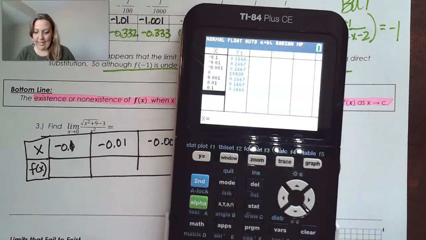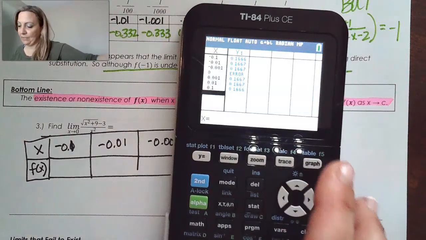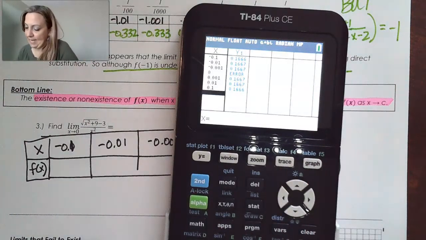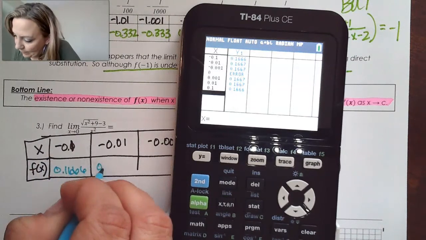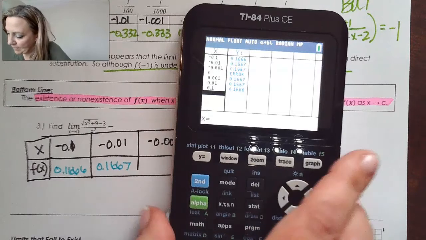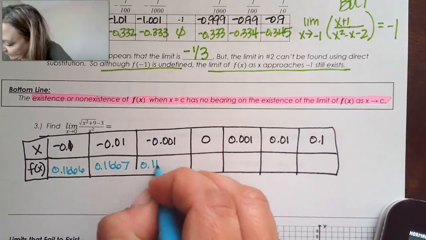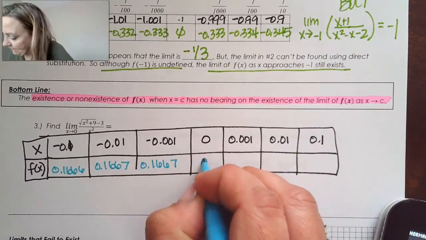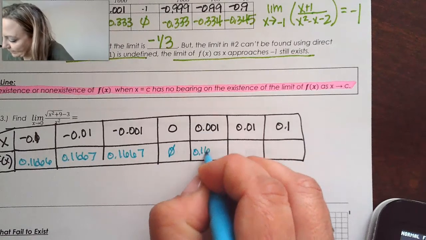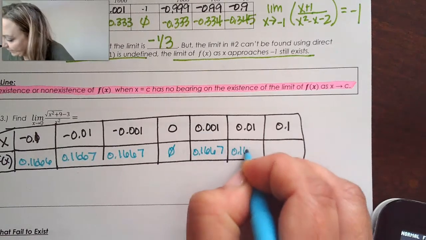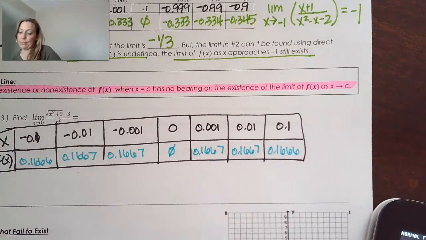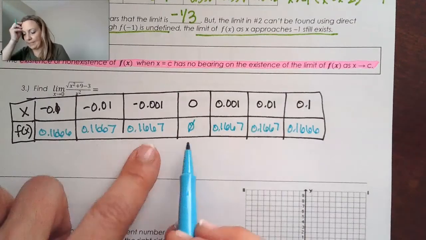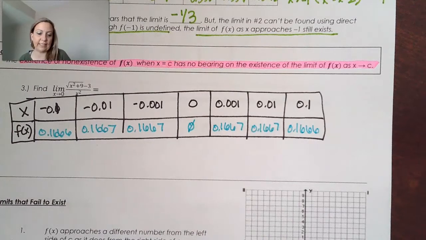Okay. And so if I fill these values in, I see that I have 0.1666, 0.1667, 0.1667, this is undefined, 0.1667, 0.1667, 0.1666. So we can see this is getting super close, right? But it's always seeming to approach this 0.1667, okay?